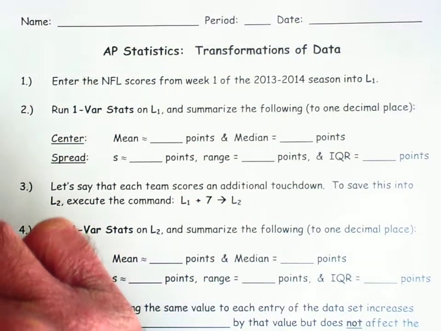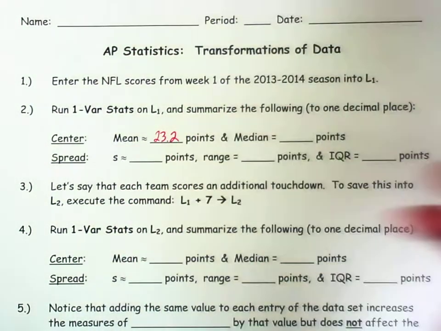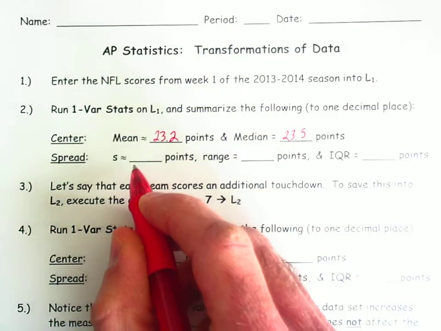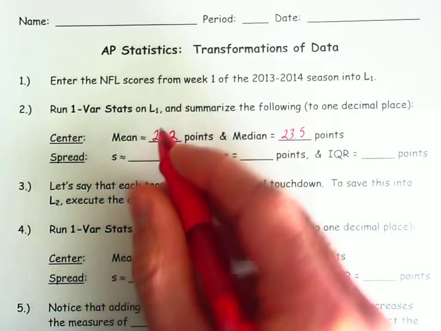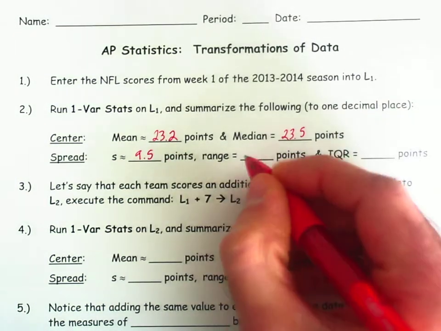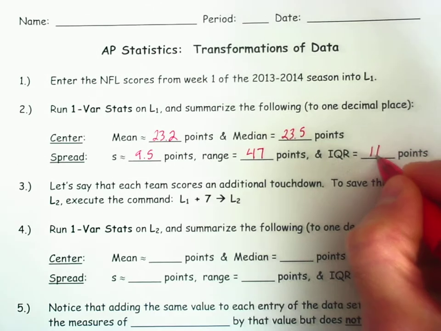So the mean was 23.2 points. The median, 23.5 points. The standard deviation, 9.5 points. The range is 47 points. And the IQR is 11 points.